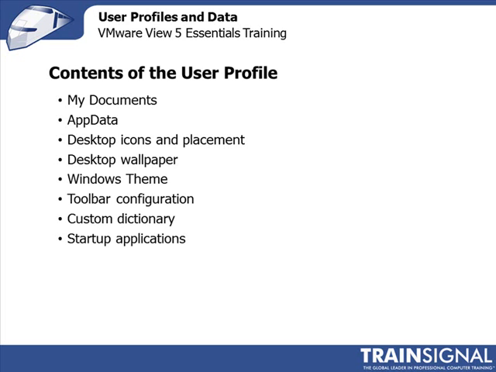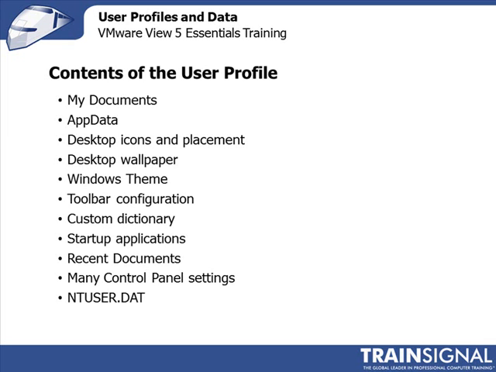The theme the user chooses for their windows, the toolbar configuration, their custom dictionary, and any custom words that they've entered into it. All the applications they've determined that they want to start up as soon as they log in. The recent documents list, and many different control panel settings are stored at a per user level. And finally, and most importantly, is the ntuser.dat, which contains some of these settings, and any registry settings in the current user hive for that particular user. These are all the items we want to roam from one session to the next in order to give the user the best user experience.